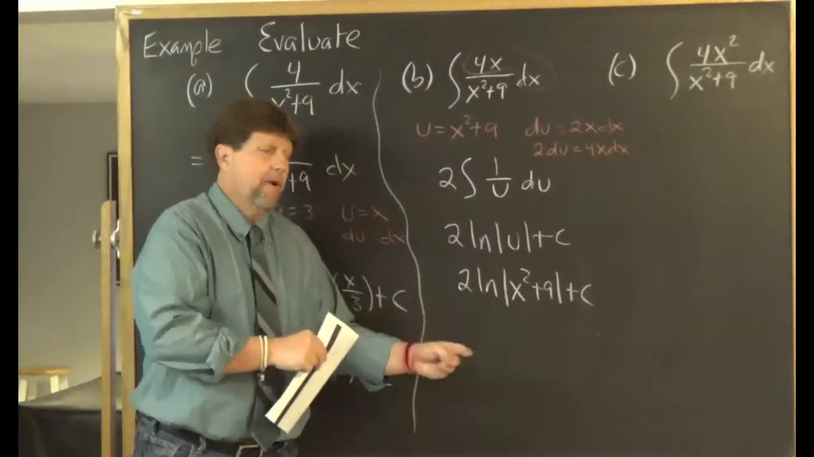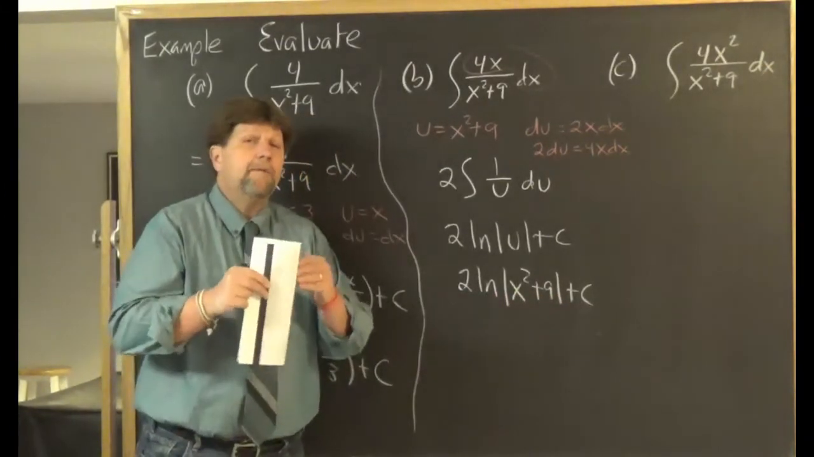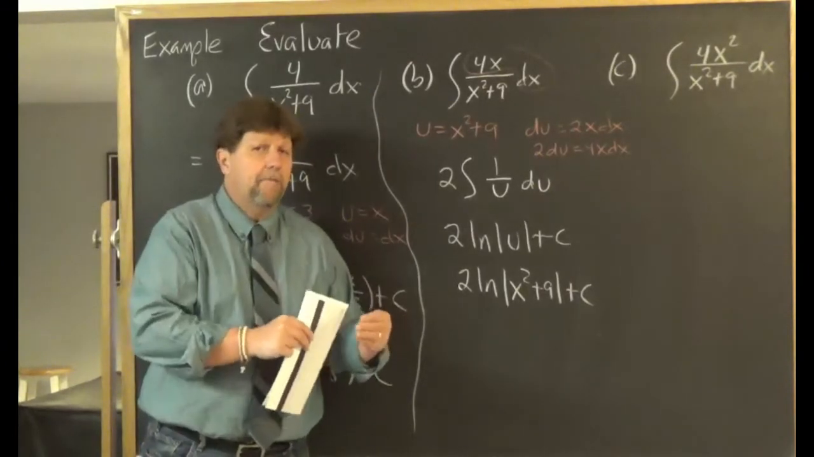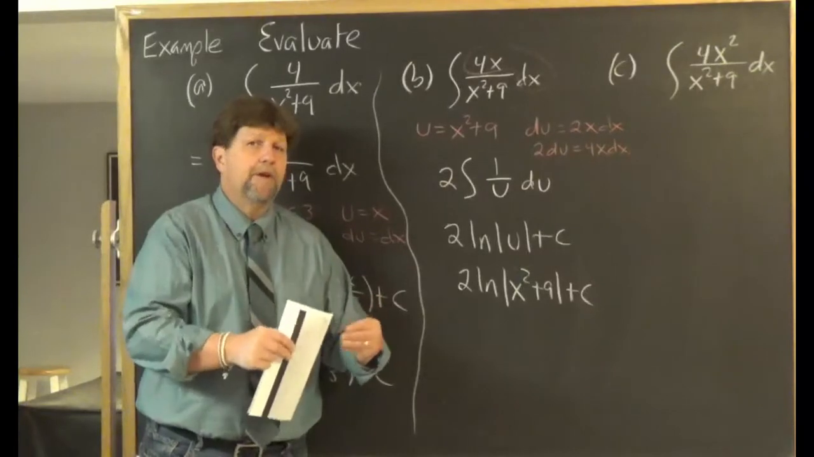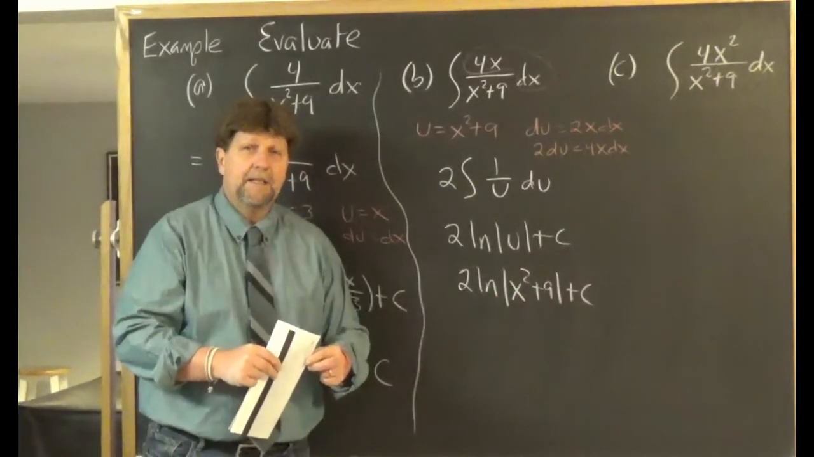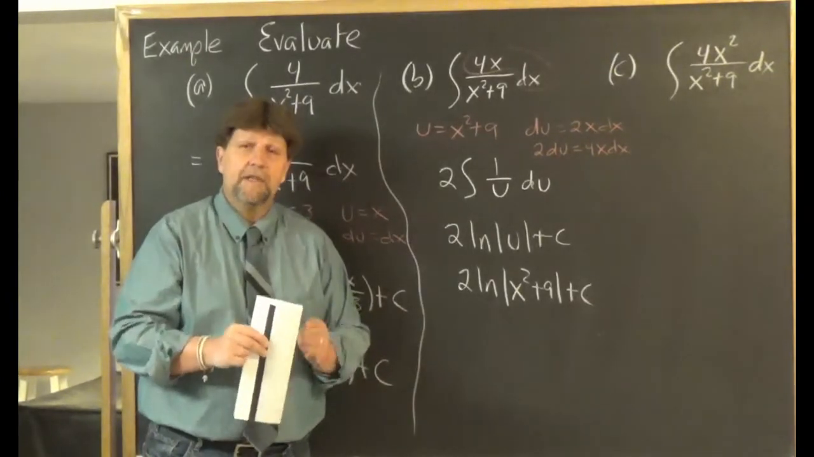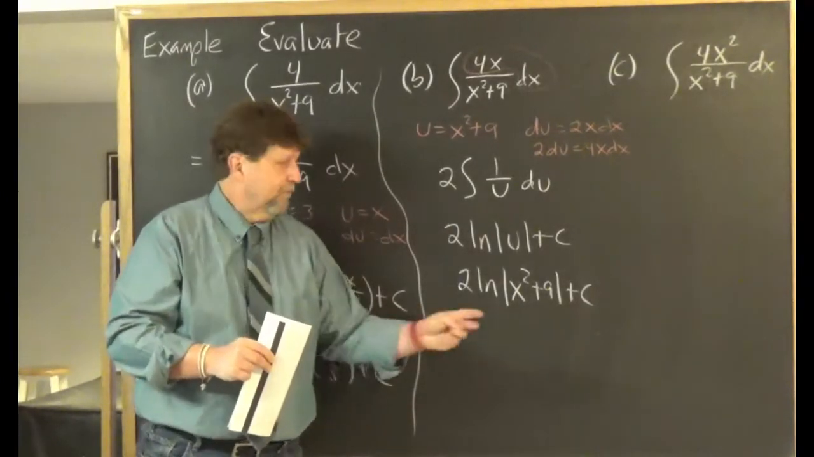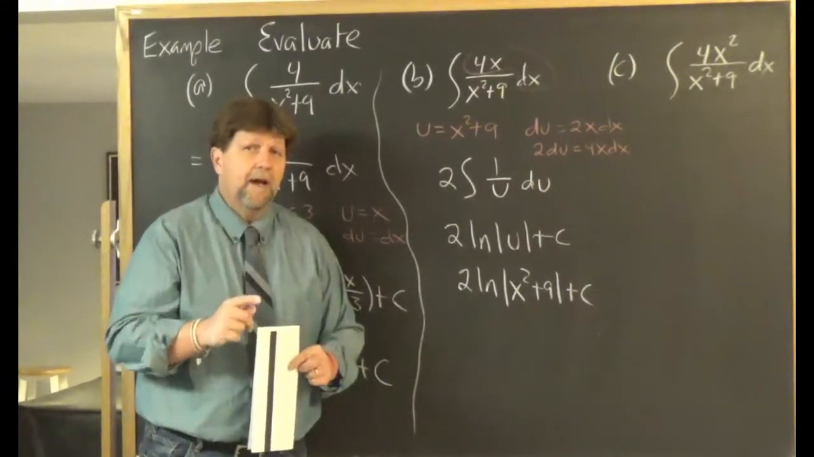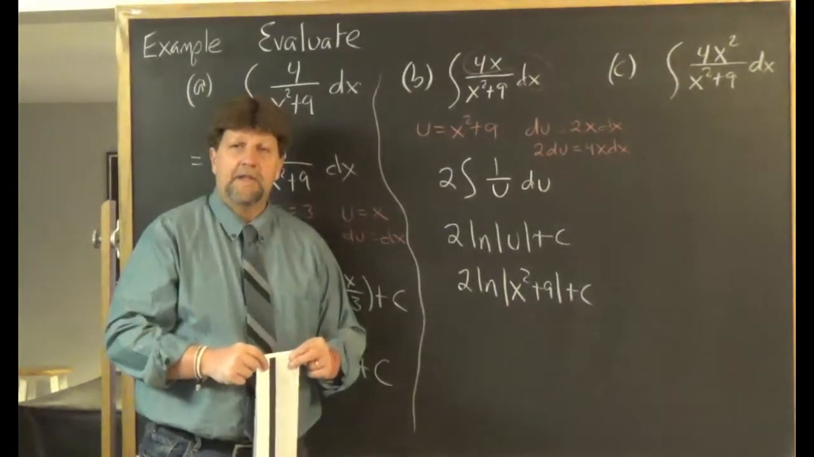In this situation, the absolute values are kind of overkill. That's because x squared plus 9 will always be a positive number. No matter what real number you put in for x, x squared plus 9 is positive. And that's why the back of the book could get away with just using parentheses instead of absolute values. So here, absolute values is overkill. It's not incorrect, so I'll just leave it at that.